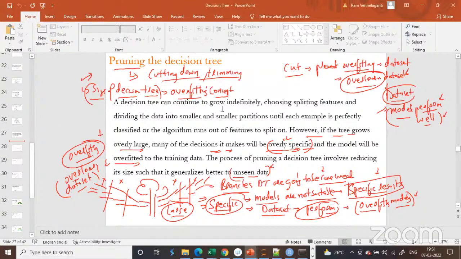So this is the concept of pruning we are going to apply to control the size, to control the depth of your decision tree.